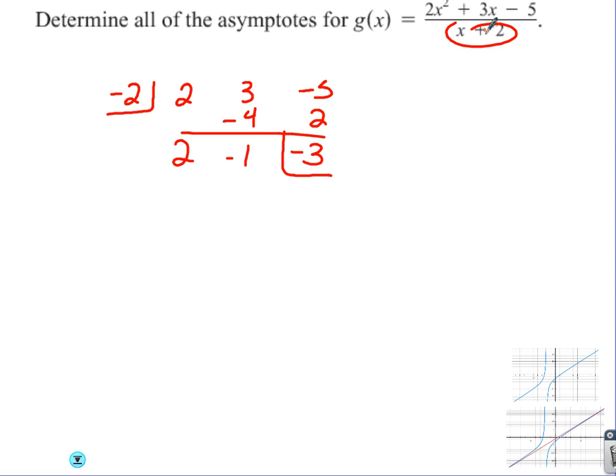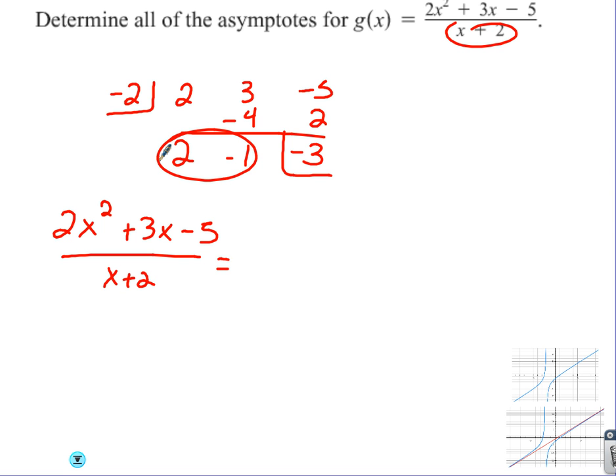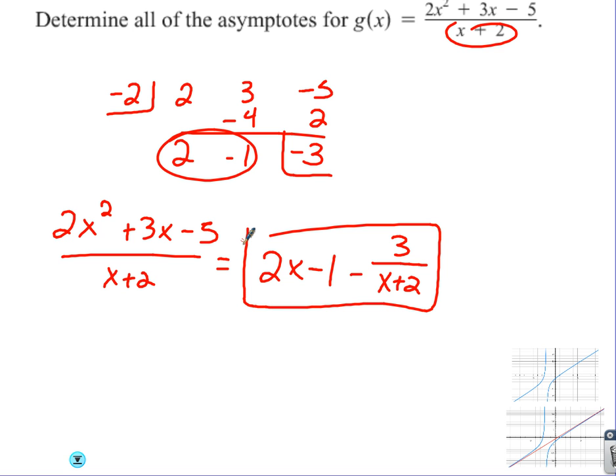So when you divide this, 2x squared plus 3x minus 5 divided by x plus 2 is equal to 2x minus 1, plus, actually, let's do it as minus because it's a negative, minus 3 over x plus 2. This is pretty cool.